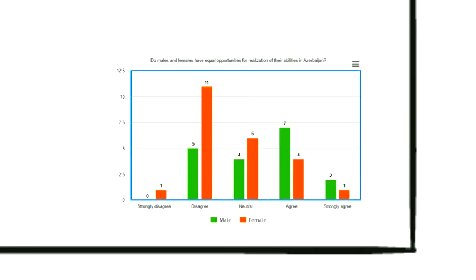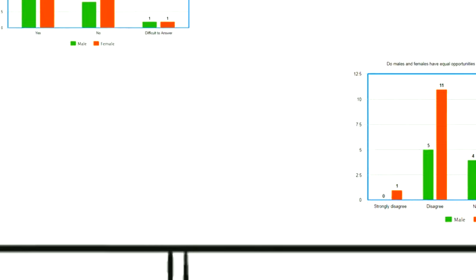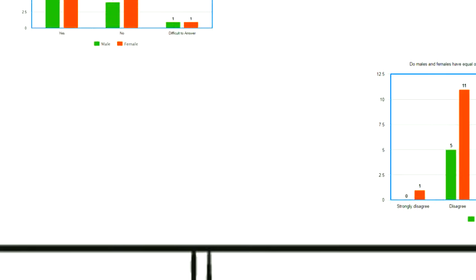The majority of our respondents disagreed with the statement that males and females have equal opportunities for realization of their abilities in Azerbaijan. Only few of the respondents strongly agreed with the statement. But it's also interesting to see that most of the disagree answers came from female respondents, which means that maybe males do not really understand what is going on and they don't see any discrimination.